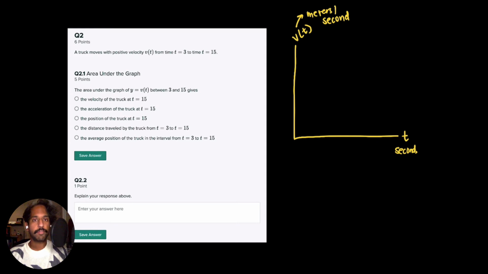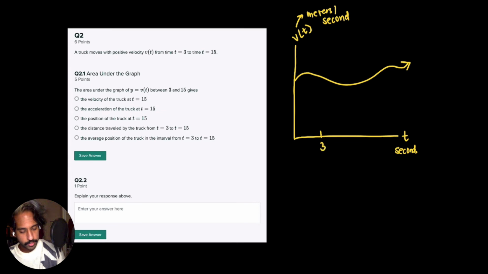Alright, and so we have this, and let's pretend I'm just going to draw a graph. Let's say that's the velocity. It said it's positive, so it's always going to be up there in the positive v. And so here it's 3, and there's 15. Again, I'm just drawing this just so we can see what's happening.